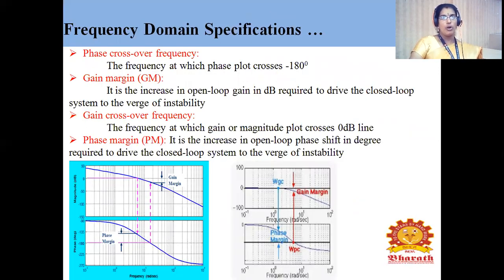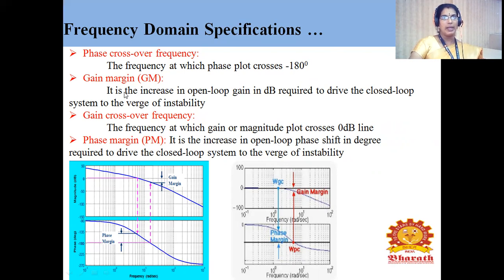Then next one is, we should know these terms which are useful for drawing the response using the frequency domain specifications. First, let's discuss phase crossover frequency. The frequency at which the phase plot crosses minus 180 degrees is nothing but the phase crossover frequency. If you take this point where we have minus 180 degrees, here it cuts the phase plot. The corresponding frequency is nothing but the phase crossover frequency.